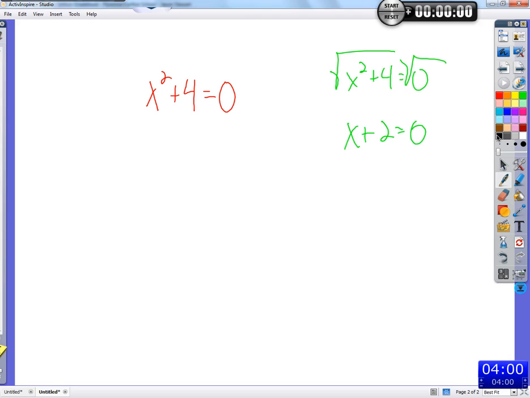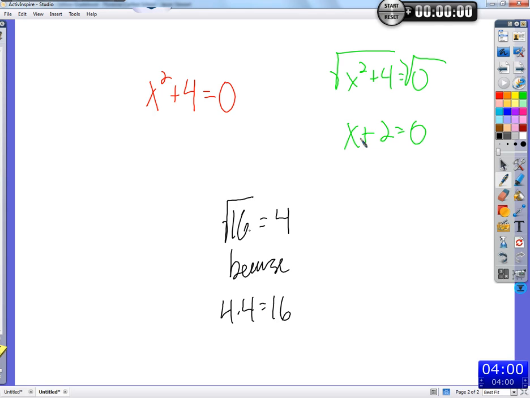But let's remind ourselves what square roots are. So the square root of 16. What's the square root of 16? 4 and negative 4. Okay, let's concentrate on 4. Why is it 4? Because 4 times 4 equals 16. That proves it. That's the definition of a square root. It's a number that multiplies by itself to make whatever that is.